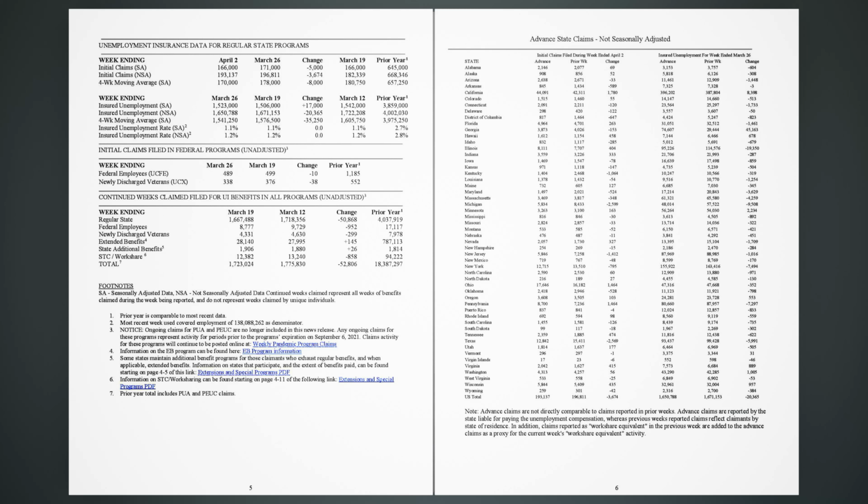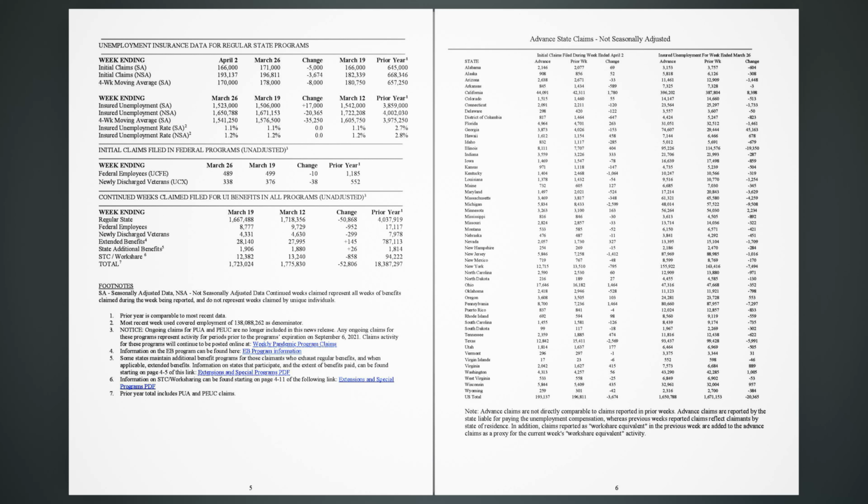Footnotes. SA, seasonally adjusted data. NSA, not seasonally adjusted data. Continued weeks claimed represent all weeks of benefits claimed during the week being reported, and do not represent weeks claimed by unique individuals. 1. Prior year is comparable to most recent data. 2. Most recent week used covered employment of 138,088,262 as denominator. 3. Notice.